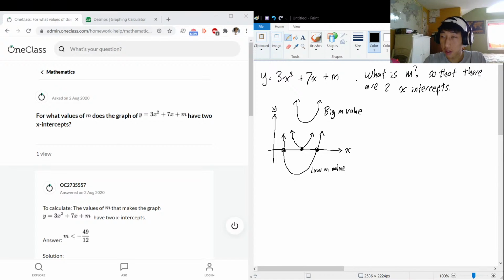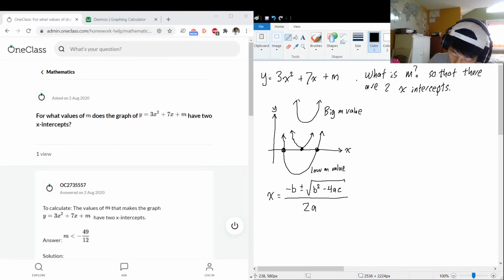And to do that, we have a nice equation called the quadratic formula. The quadratic formula is very nice because it tells us the x-intercepts. Based on the quadratic equation, x equals minus b plus or minus the square root of b squared minus 4ac, all of that divided by 2a. So that's the formula that we're going to use to help us solve this. But let's figure out what a, b, and c are.